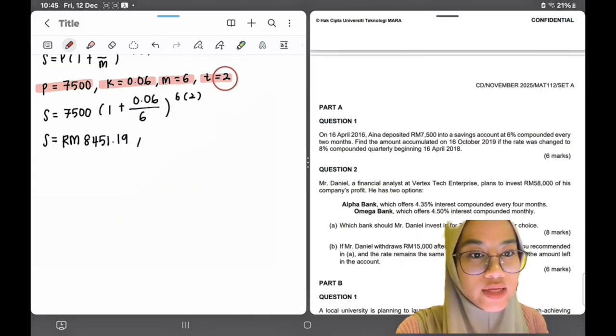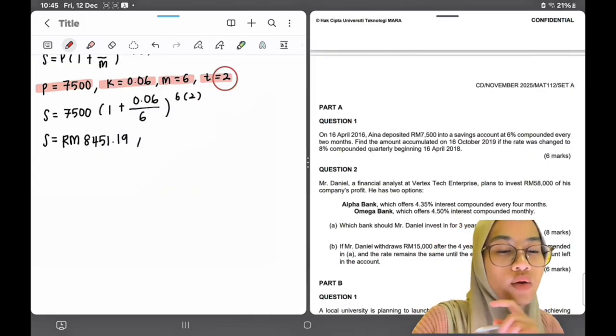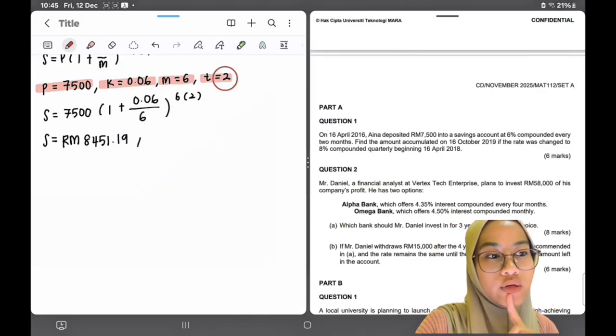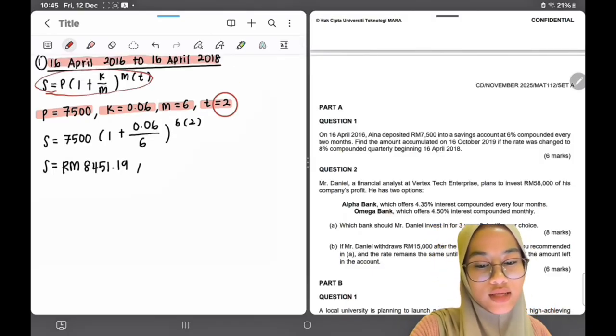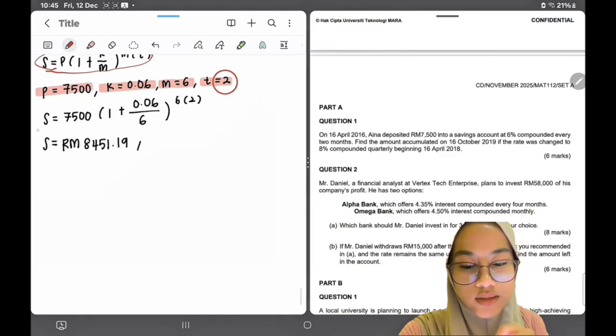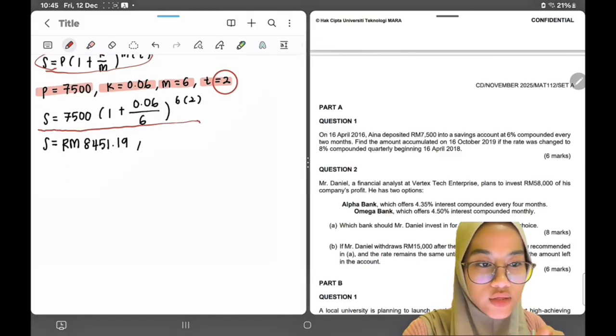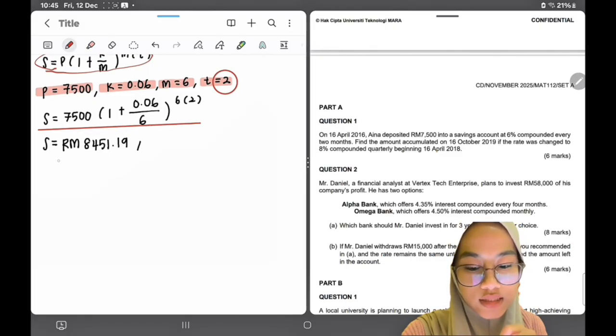So now I apply the compound amount formula, which is S equals P(1 plus K per M) to the power of MT. Next, I just substitute the values and you will get this answer.